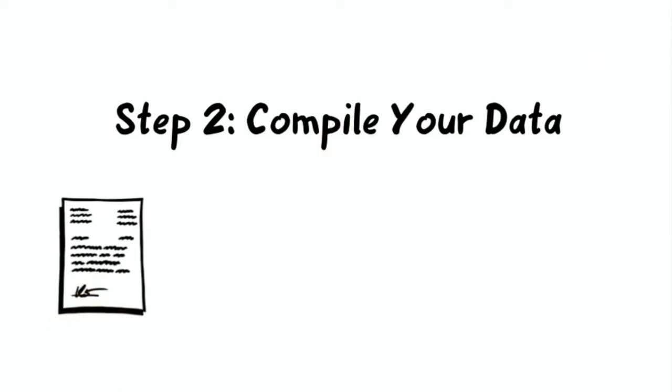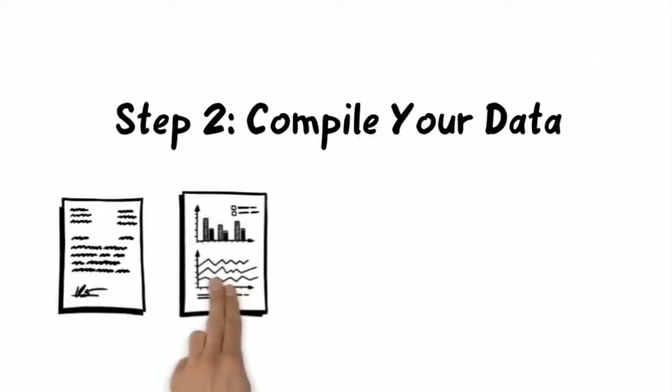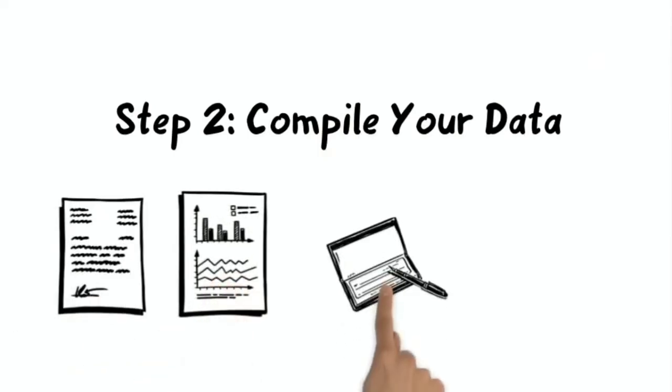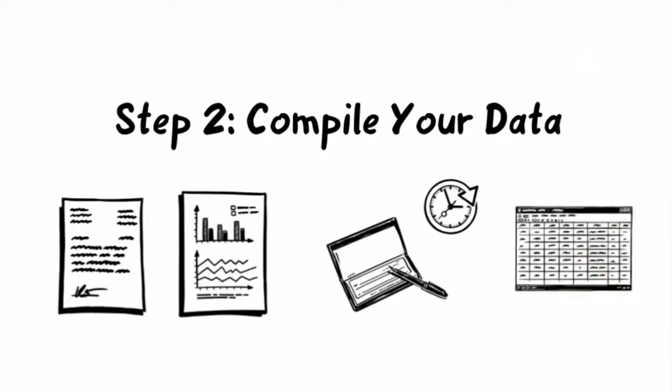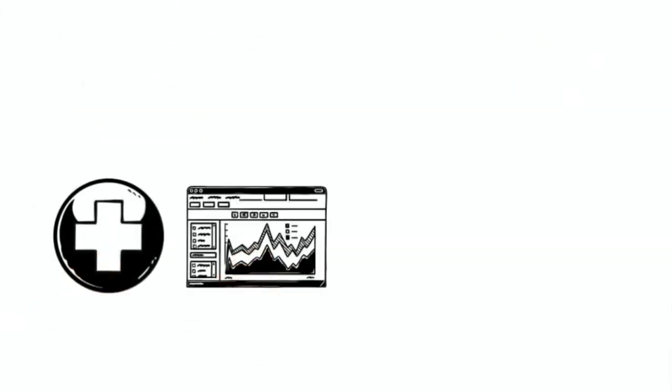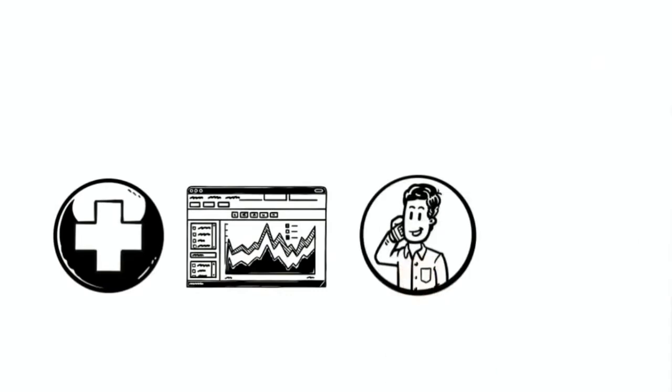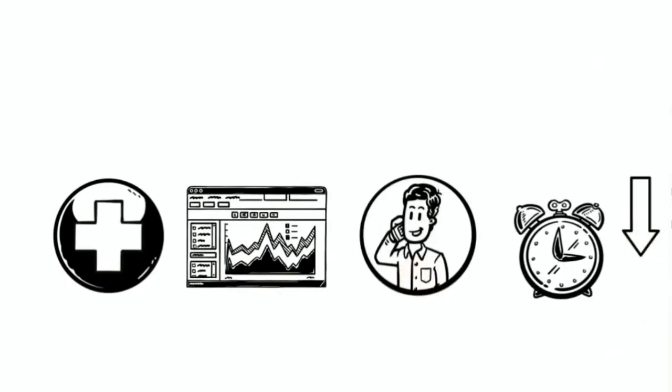Step 2. Compile your data. Armed with your contract information, compile statements and reimbursement data from each payer for a given amount of time, 1 to 3 months, into another spreadsheet. Compare actual payment data to the rates in your first spreadsheet at the end of the period. If you use advanced medical billing guidelines and software or work with a medical billing service, this process will be less time-consuming.